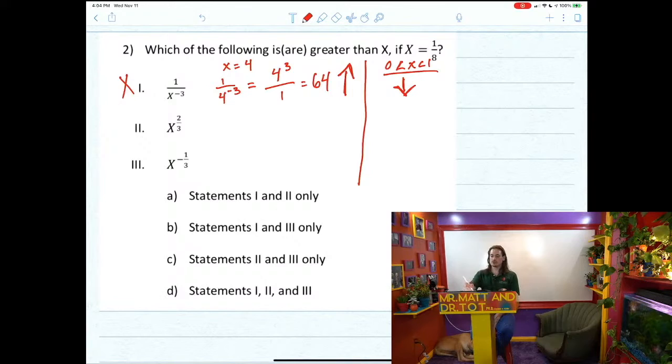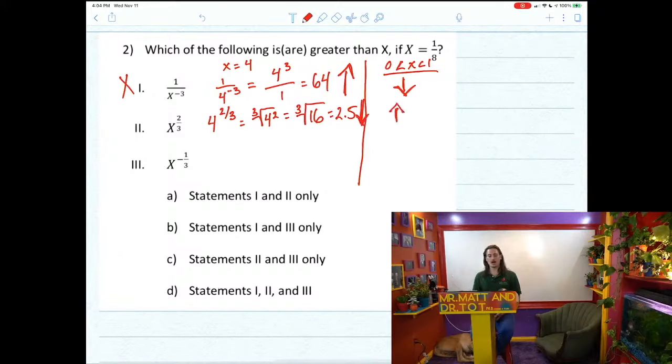Statement 2, 4 to the 2/3 power, that's the same thing as the third root of 4 squared. That's going to be the third root of 16. So if you take the third root of 16, that's 2.5. So notice that's a decrease. So if it's in between 0 and 1, the opposite effect is going to occur. That's going to be an increase. So statement 2 is true.